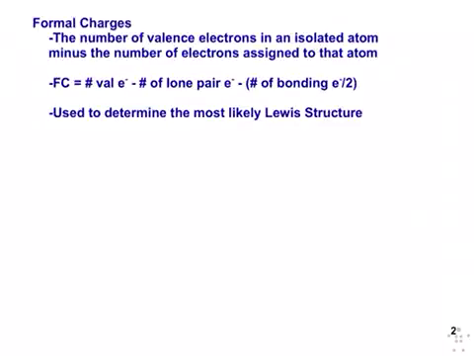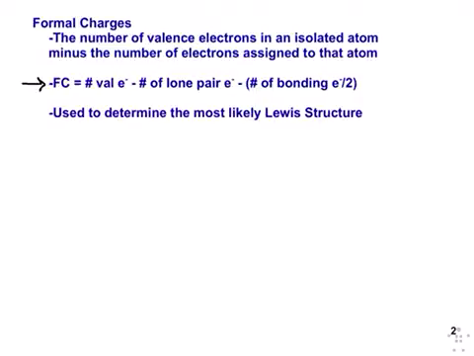So the concept of formal charges will help you to determine what structure is the most likely possibility for the actual structure of a compound. To calculate your formal charge, you need to take the number of valence electrons minus the number of lone pair electrons minus the number of bonding electrons divided by 2. Lots of words, pretty simple formula when you see where this all comes from. So this is used to determine the most likely Lewis structure.